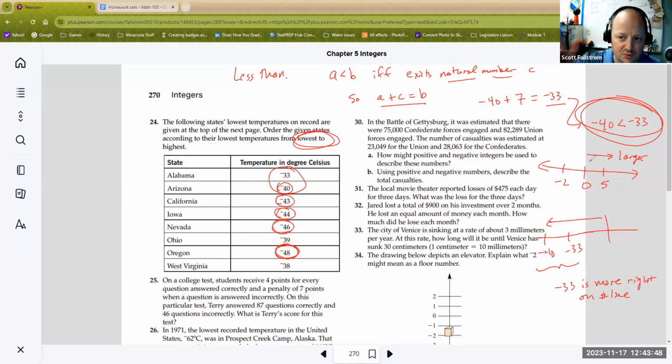Okay, so two different approaches. One's a number line approach. The other is the definition of less than. And yeah, I prefer, and once you get used to math, you start realizing those definitions are really important. So you kind of start gravitating towards the definition.